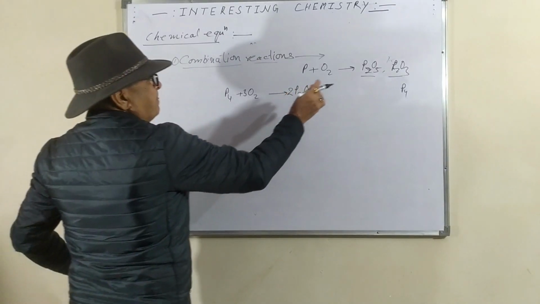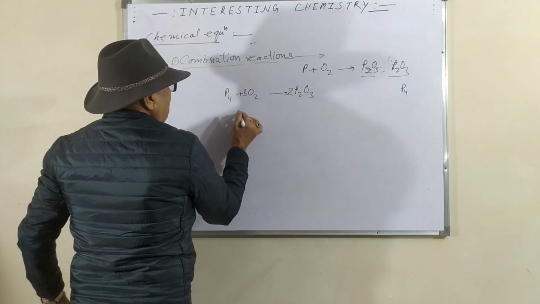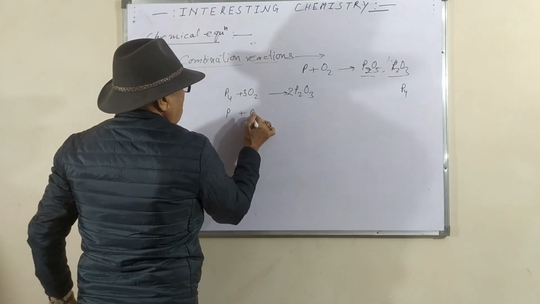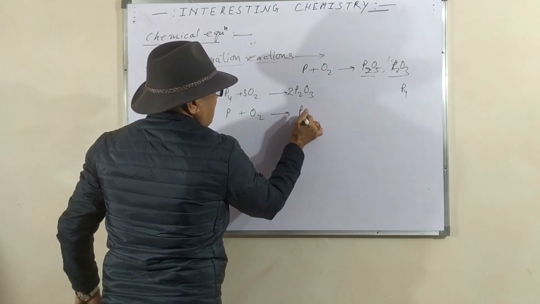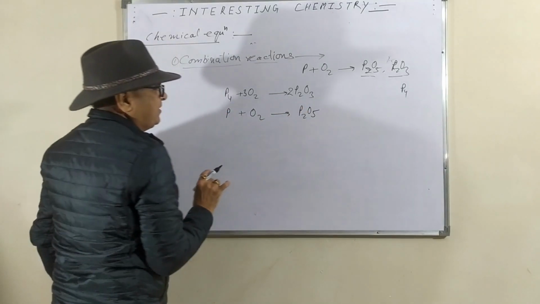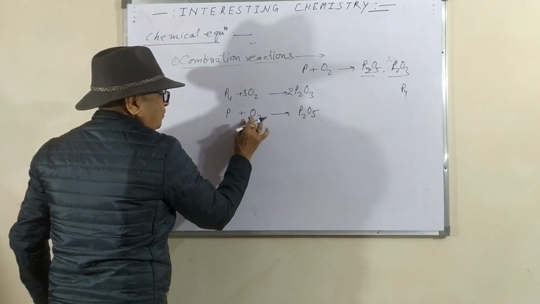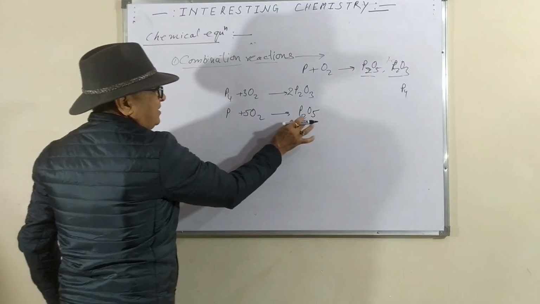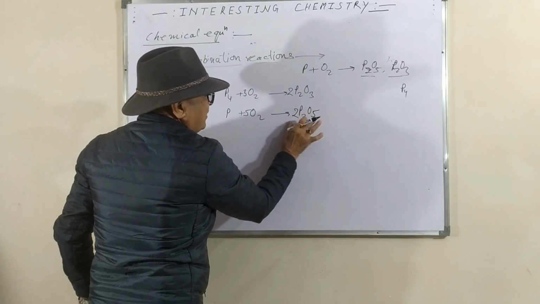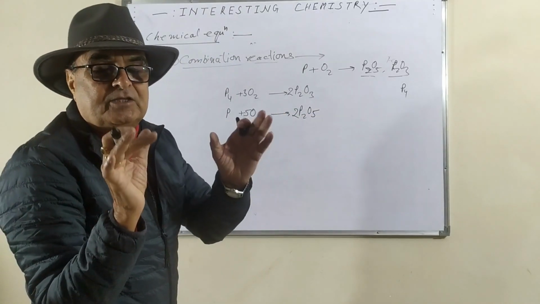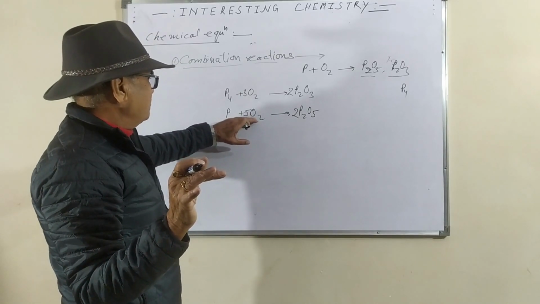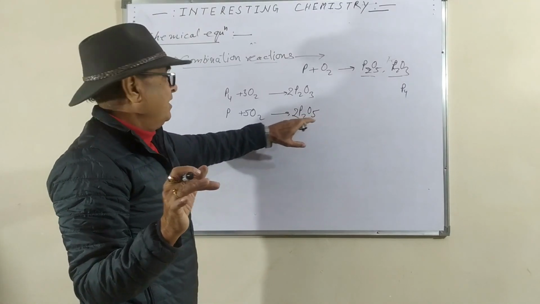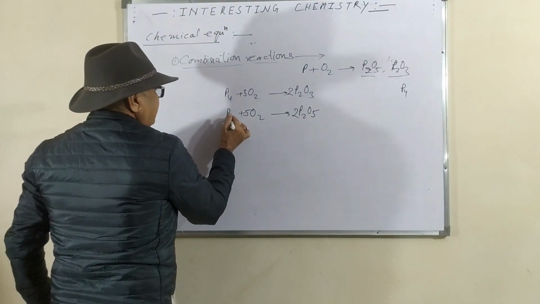In the same manner, for P plus O2 giving phosphorus pentoxide, here are 5 oxygen, here are 2. So you multiply this oxygen with 5, 5 into 2, 10 oxygen. Here 2 into 5, 10 oxygen. In the reactants there are 10 atoms of oxygen, and in the products there are 10 atoms of oxygen. Again, P4.